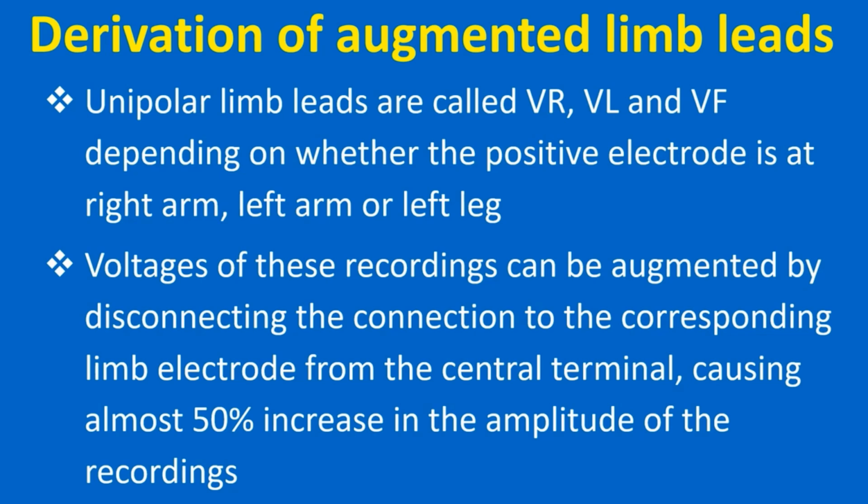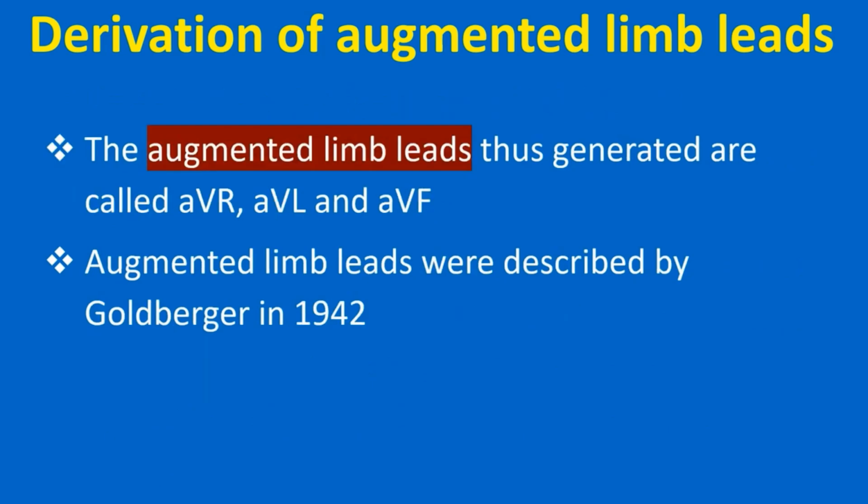Voltages of these recordings can be augmented by disconnecting the connection to the corresponding limb electrode from the central terminal, causing almost 50% increase in the amplitude of the recordings. The augmented limb leads thus generated are called AVR, AVL and AVF. Augmented limb leads were described by Goldberger in 1942.